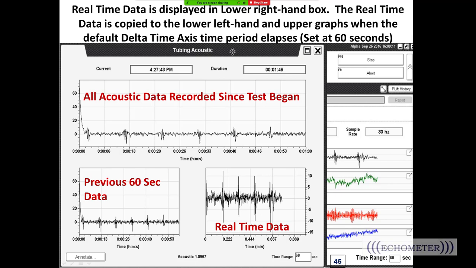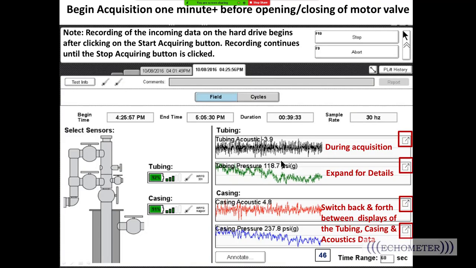So you can watch this during the acquisition of the data, looking for some kind of problem or issue in the well. Each of these buttons will blow this up to a full screen so that you can see the data that you're acquiring in detail.